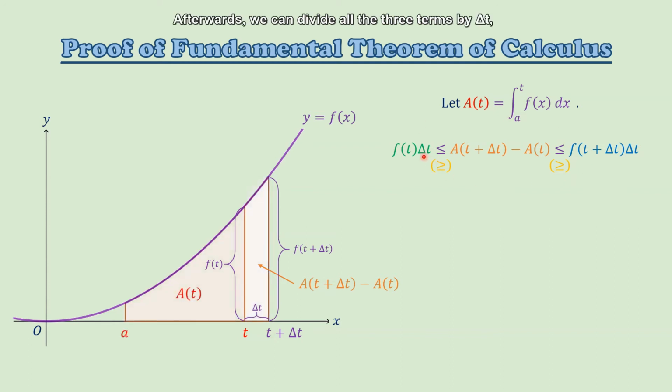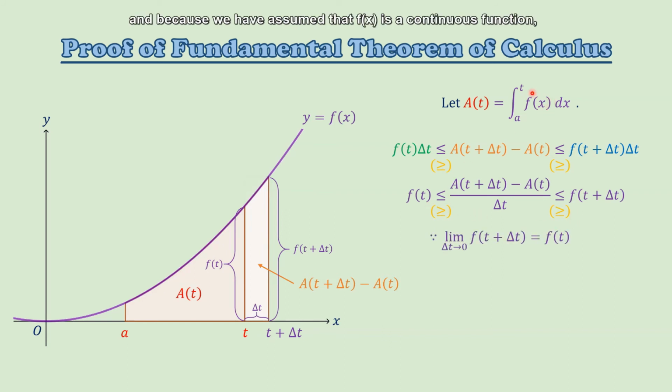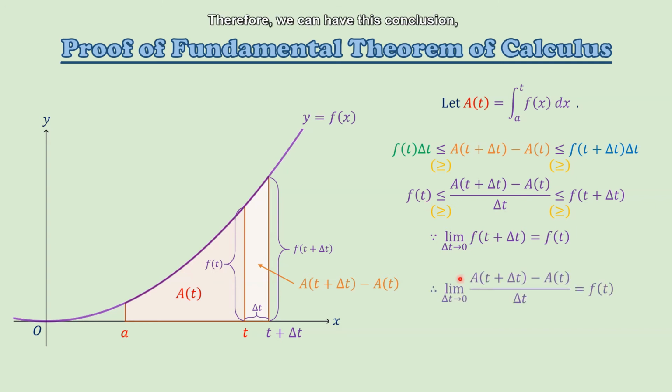Afterwards, we can divide all the three terms by delta t. And because we have assumed that f(x) is a continuous function, this must be true. This limit relation suggests that this term is actually approaching f(t) as delta t approaches 0. And because this term is between these two terms, that means when this is approaching f(t), this term should also be approaching f(t). Therefore, we can have this conclusion. This argument is known as the sandwich theorem.